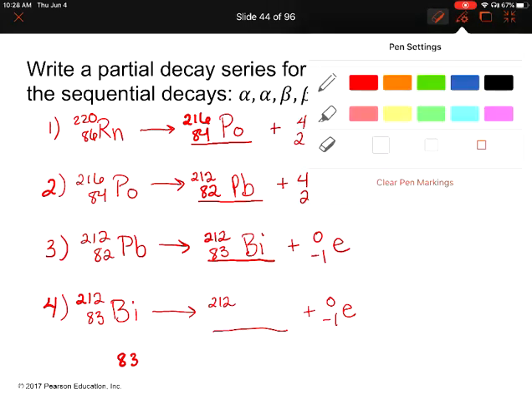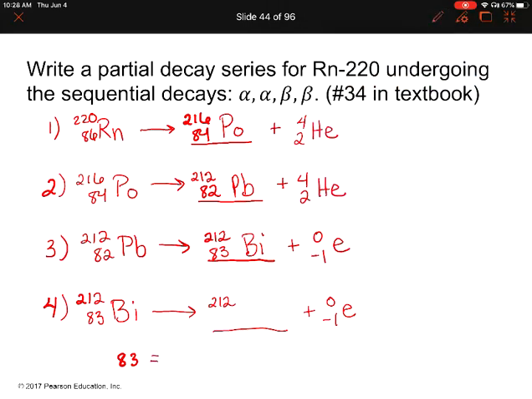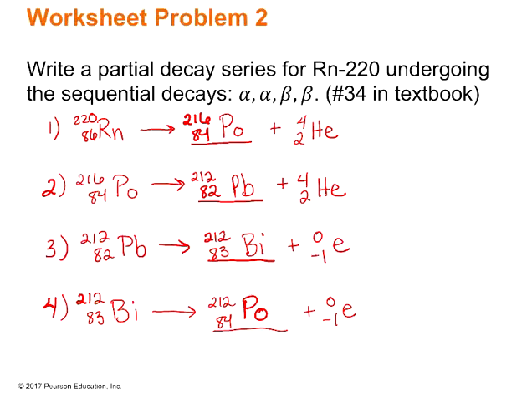83 is equal to x minus 1. So if we rearrange, x will equal 84. And we already saw previously that the element with atomic number 84 is polonium. So this is really cool. We went from radon to an isotope of polonium, to an isotope of lead, to an isotope of bismuth, and finally we went back to polonium, except this time polonium has a mass of 212.